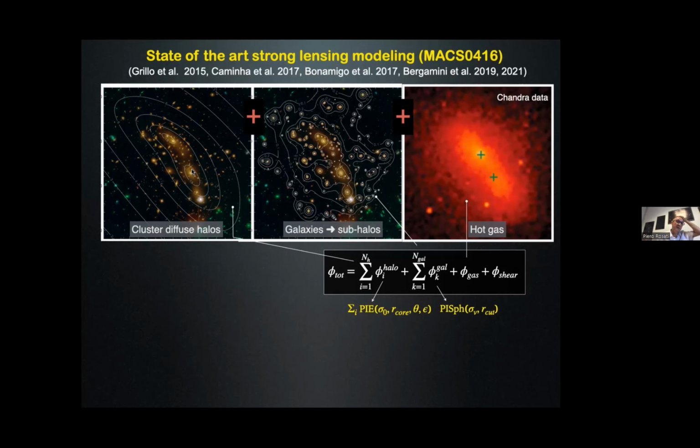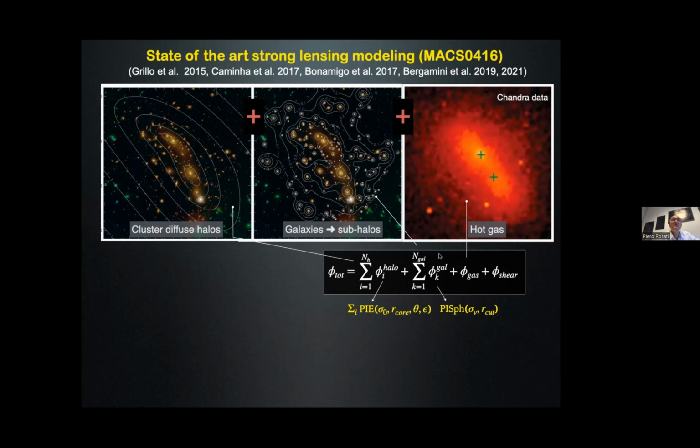Typically, pseudo-isothermal ellipsoids are used, for which you have as free parameters the central velocity dispersion, the core radius, the position angle, and obviously the ellipticity, and this is one component. Then there is a second component, which instead describes the subhalo population. Subhalos are all the small halos attached to each cluster galaxy. This is why it's so important to know what they are spectroscopically. And these typically are also spherical pseudo-isothermal spheres which are truncated. So you have, again, the central velocity dispersion and a truncation radius as free parameters. Then, for example, some external shear is generally used.